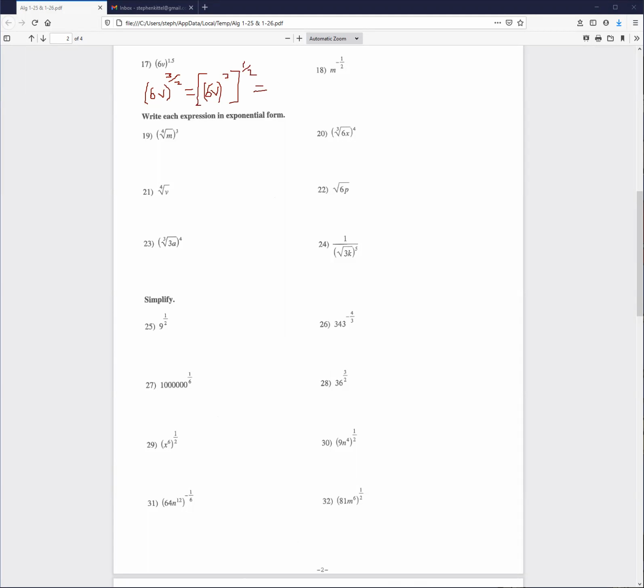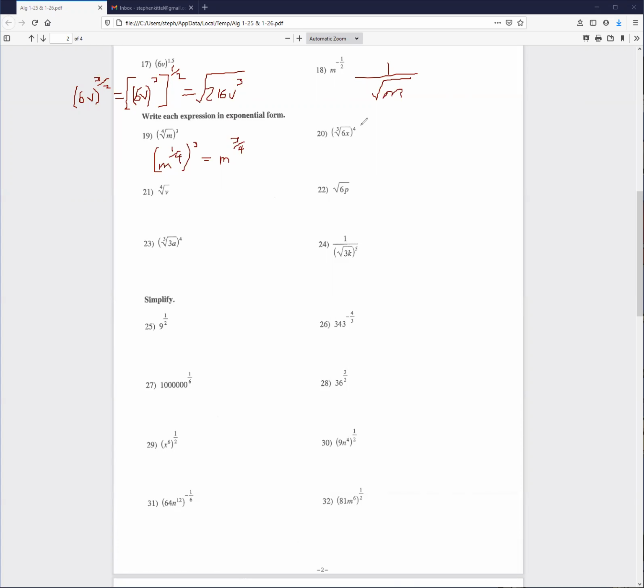So that is equal to, hold on, I'm going to move this over. All right, so 6 to the third is 216, v to the third, and we need the square root. M to the negative 1/2, same idea as what we had before. I'm just shortcutting and doing it real fast. Now we go the other way. Fourth root of m to the third. Well, this is m to the 1/4 to the third, which in turn, using our properties, is m to the 3/4. Nothing has changed.